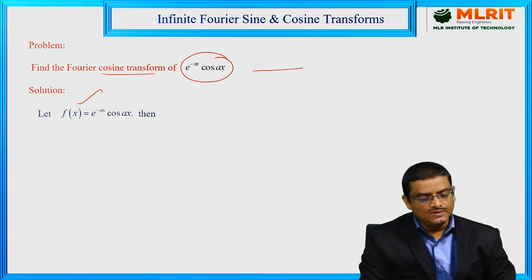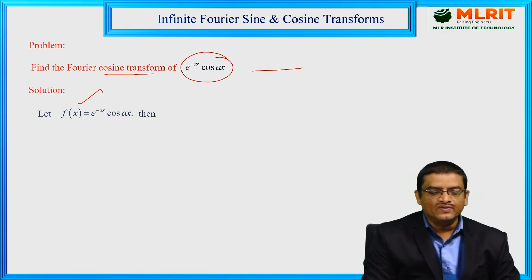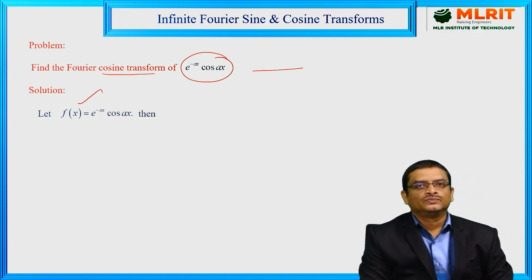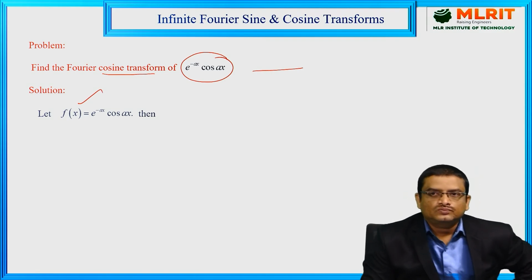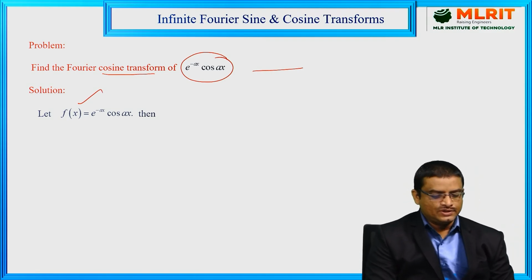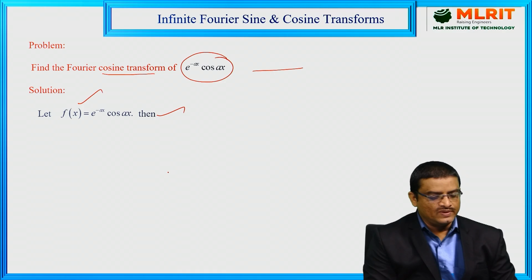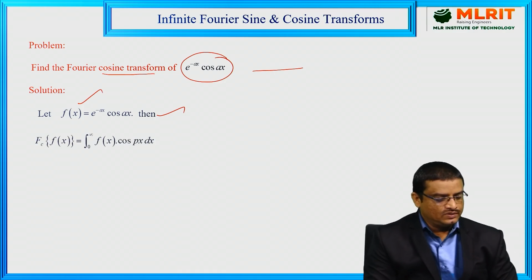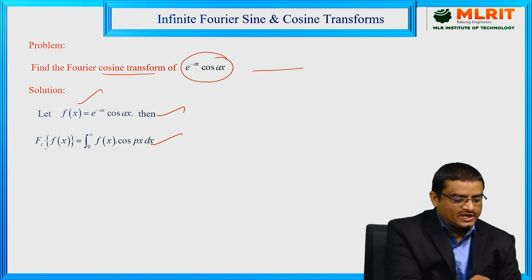For this function, you are going to find the infinite Fourier cosine transform. Now we will see how to find this. This is the function given, f of x is equal to e power minus ax into cos ax. Now take the standard formula for the infinite Fourier cosine transform.